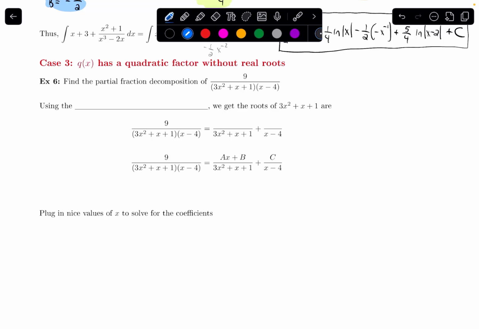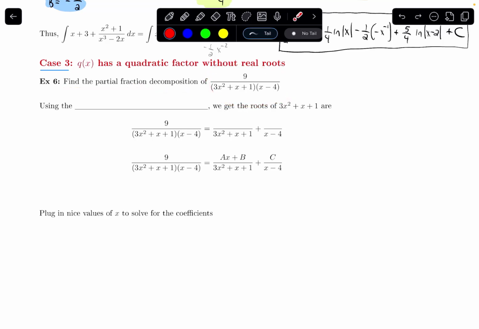In this video, we're continuing our section on partial fractions, and we'll look at the third case, which is, what if my denominator, q of x, has a quadratic factor that does not factor further? So let's look at an example. Let's suppose that I'm trying to find the partial fraction decomposition of this fraction.